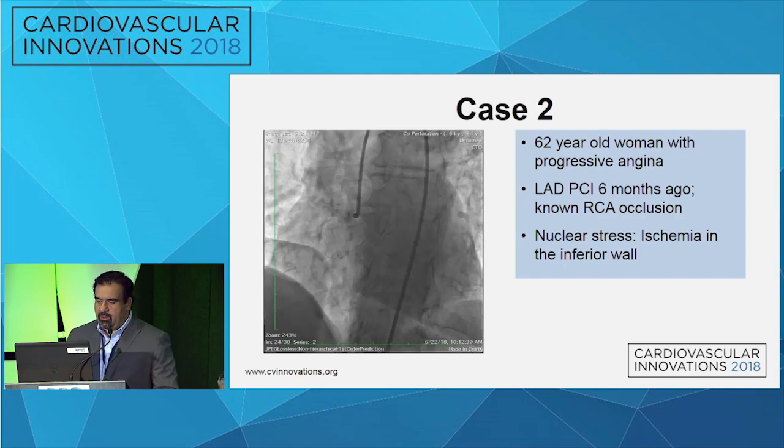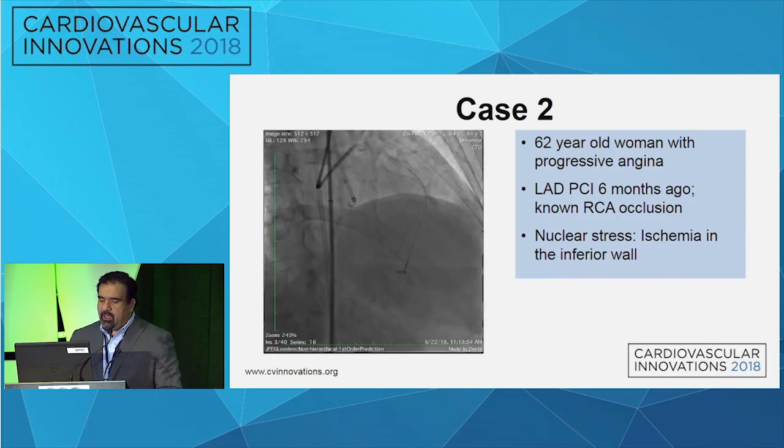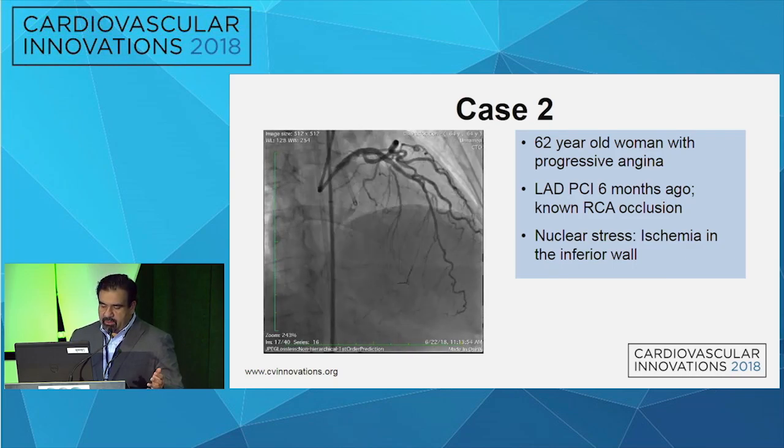Okay, this might go quicker. This is a CTO, a woman who has an RCA occlusion. She has a stent on the right side, and on the left side, a flush occlusion of the ostium. We decided to go retrograde first.